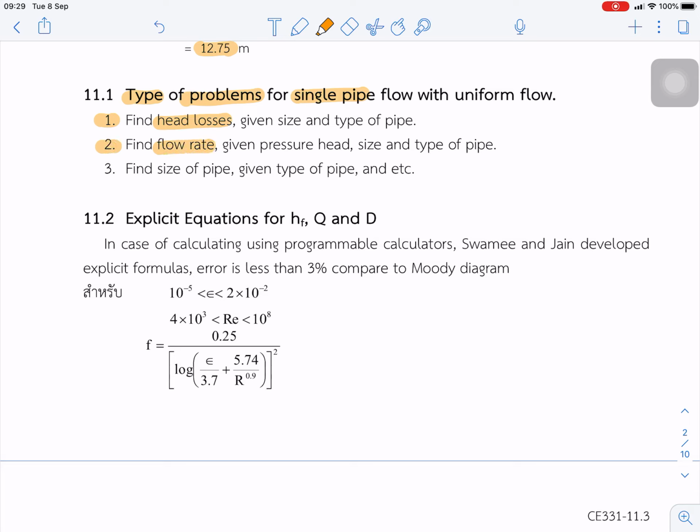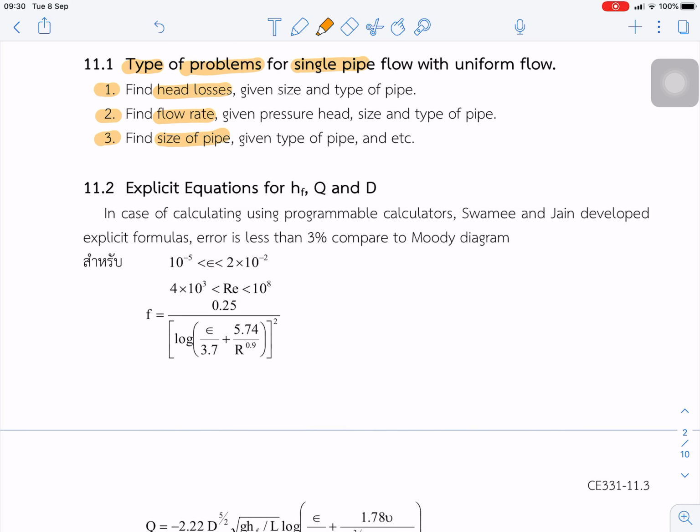We identify the flow rate given the pressure head, size and type of the pipe. And the third one, we have to decide the sizing of the pipe. So we have to find the size of the pipe given the type of the pipe and the other hydraulic parameters.